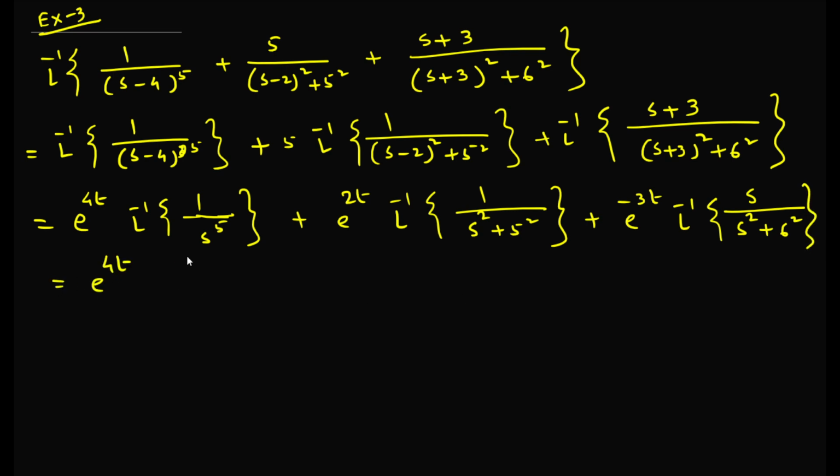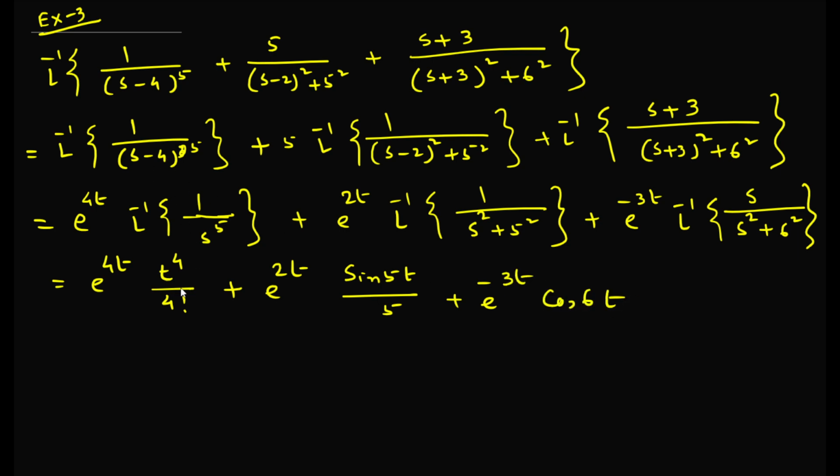Now we have to use the standard result, this is of the form 1 by s to the power n plus 1. So what is our n plus 1 here? This 5 is 4 plus 1, so you can write t to the power 4 by 4 factorial e to the power 4t, then e to the power 2t, this will be sine 5t by 5, then e to the power minus 3t, this is nothing but cos 6t. See how many lines, 1, 2, 3, within 3 lines you will get the answer. So that's why the problems are very, very simple, provided you practice. Okay, so let us take one more problem.